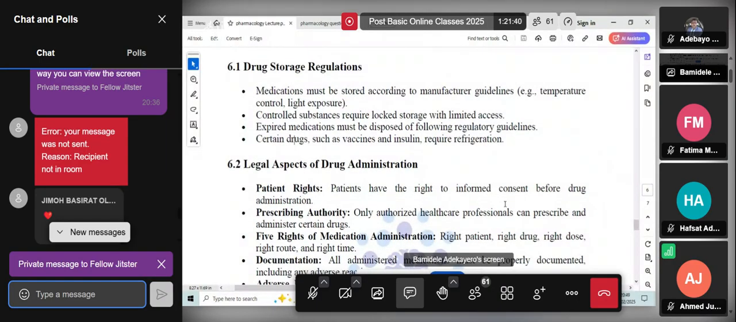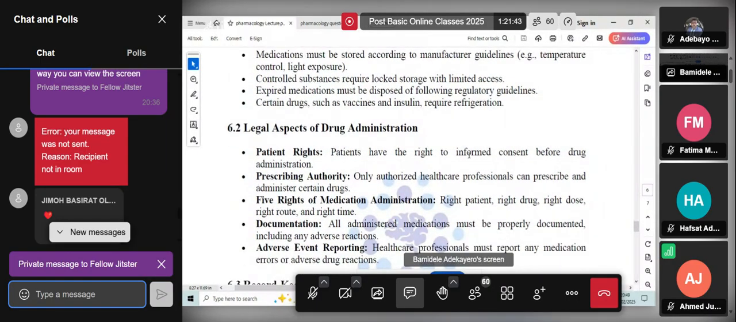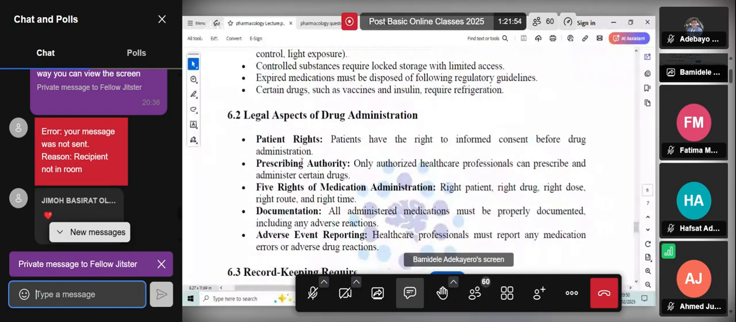This is like patient rights. You need to take consent. Make it a habit to get consent before you give medication to patients. Let them know that you want to give them. Let them be happy to take your medication.